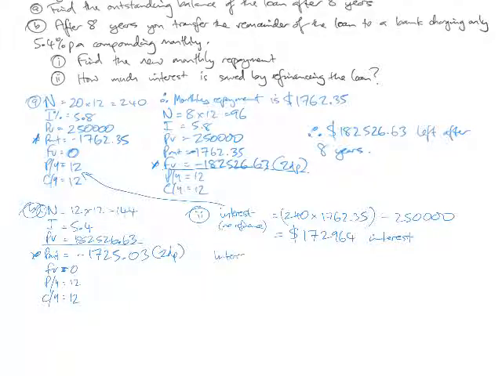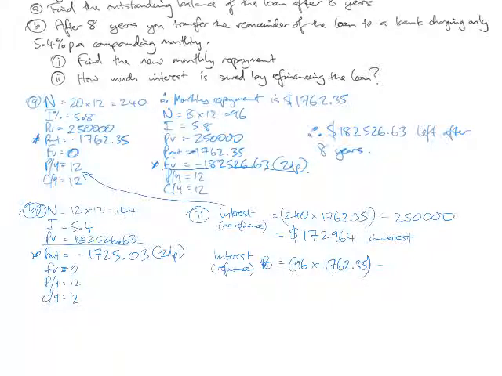Interest, refinance. This is more complicated because there's two parts of this loan that we need to work out the interest for. Part 1 and part 2. So part 1 is the first 8 years. In the first 8 years, you paid 96 times $1,762.35.